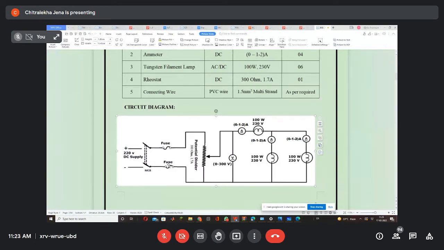In the video also you will see the miniature circuit breaker. The circuit will be connected.